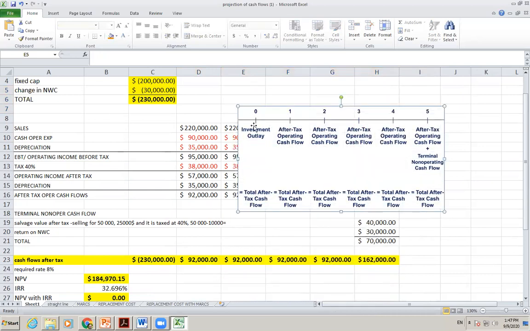Now we know how to calculate the investment outlay. Now we know how to calculate after-tax operating cash flow. Now the turn came to calculate terminal non-operating cash flow.